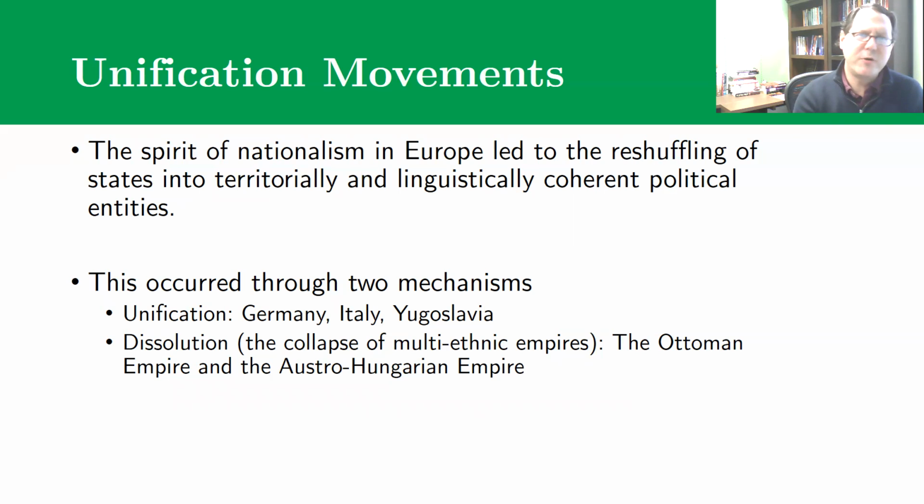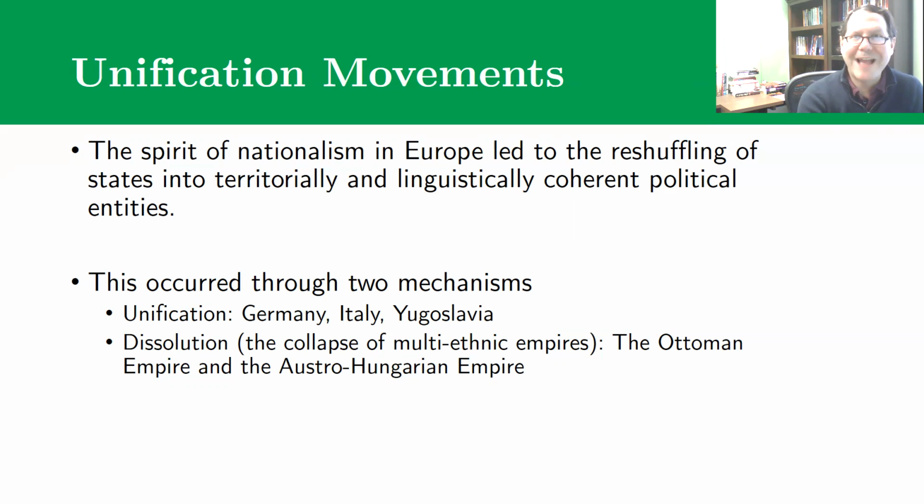And so we end up seeing two different mechanisms playing out. One is unification, right? And so we see people who imagine themselves as part of a political community that's much larger than the borders that they're currently tied to, starting to advocate for and mobilize for some process to bind countries together into a more nationally coherent entity. And so we see this in Germany, we see this in Italy, and then we see this in Yugoslavia, where there's the creation of this larger political entity.